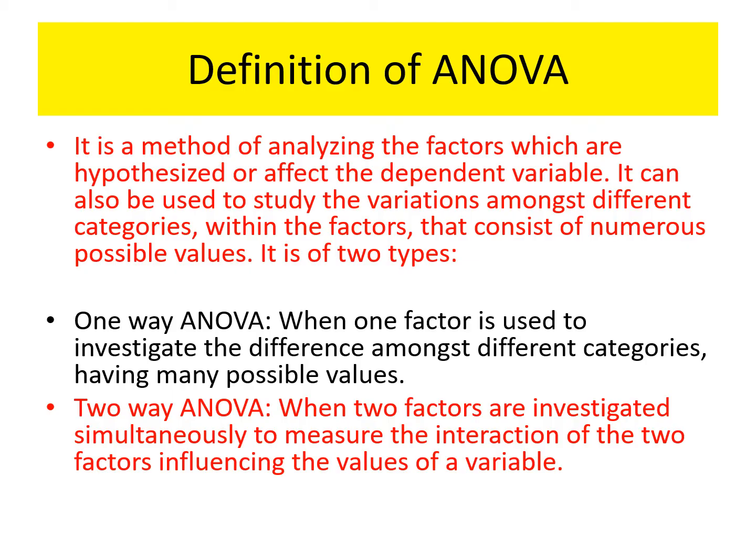Okay, and there are two types of ANOVA. One-way ANOVA, when one factor is used to investigate the difference among the different categories having many possible values. But if it is two-way ANOVA, you already have two factors to be investigated. So you are going to simultaneously investigate two factors to measure the interaction of the two factors influencing the variable being investigated. So take note of that, one-way or two-way ANOVA.